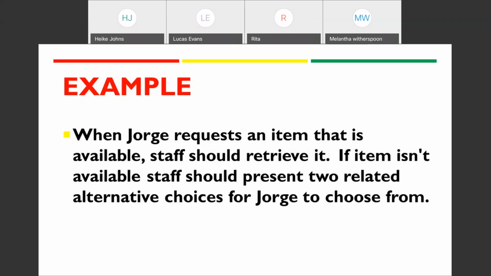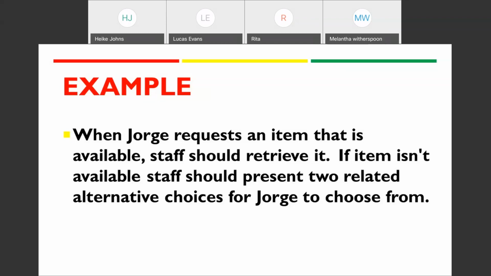Another example, so this one's about Jorge. So when he requests an item that is available, staff should retrieve it. If the item isn't available, staff should present 2 related alternative choices for Jorge to choose from, and then let him have those things. So again, this is what to do to reinforce. This one again is presuming that choice making is a reinforcer, which is a pretty safe assumption for most human beings and just people in general.